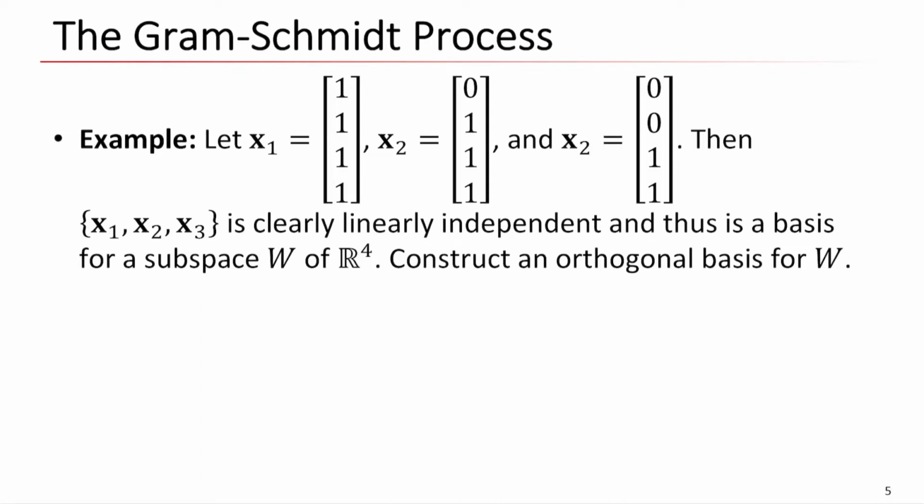Okay, so in this example, we have vector x1 something like this, and vector x2 something like this, and vector x3, something like this, right? And then we already know x1, x2, x3 are clearly linearly independent. Thus, they are a basis for the subspace W, right? Because they are linearly independent. So this is a basis for the arbitrary subspace W, right?